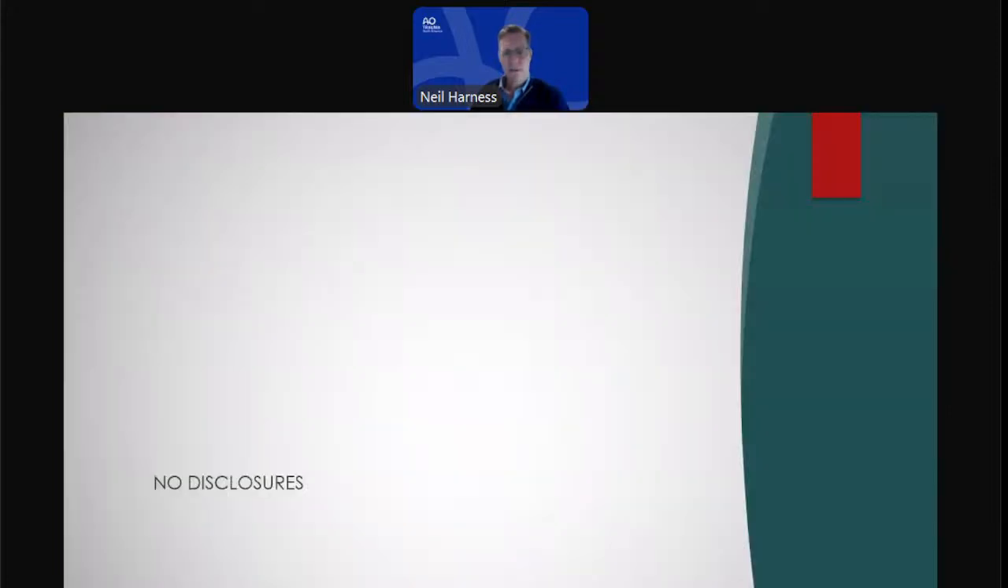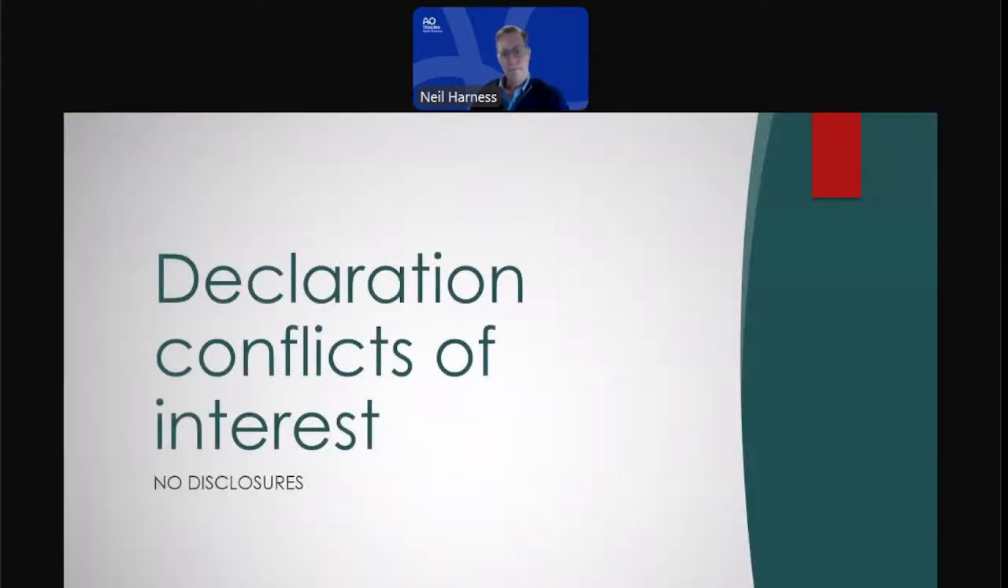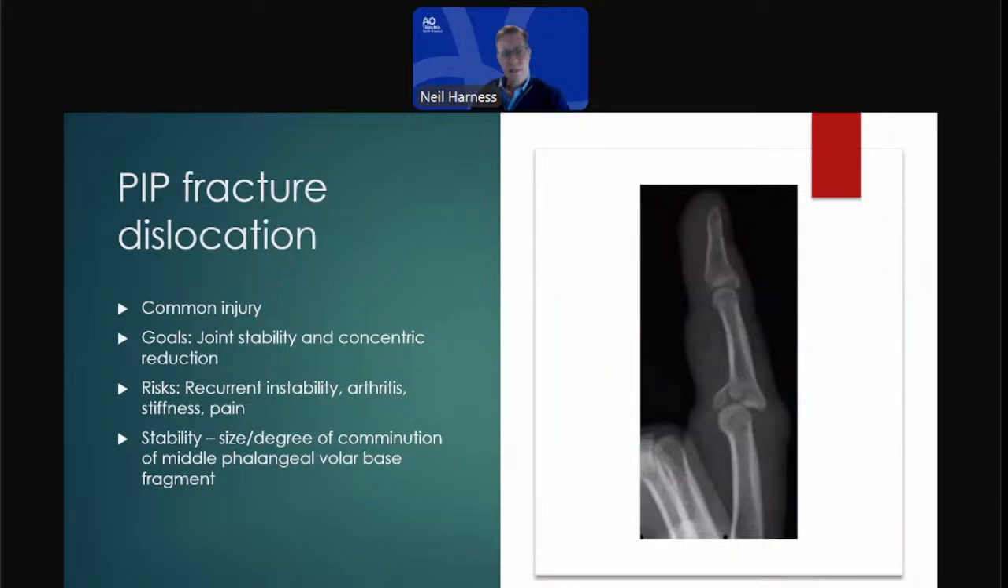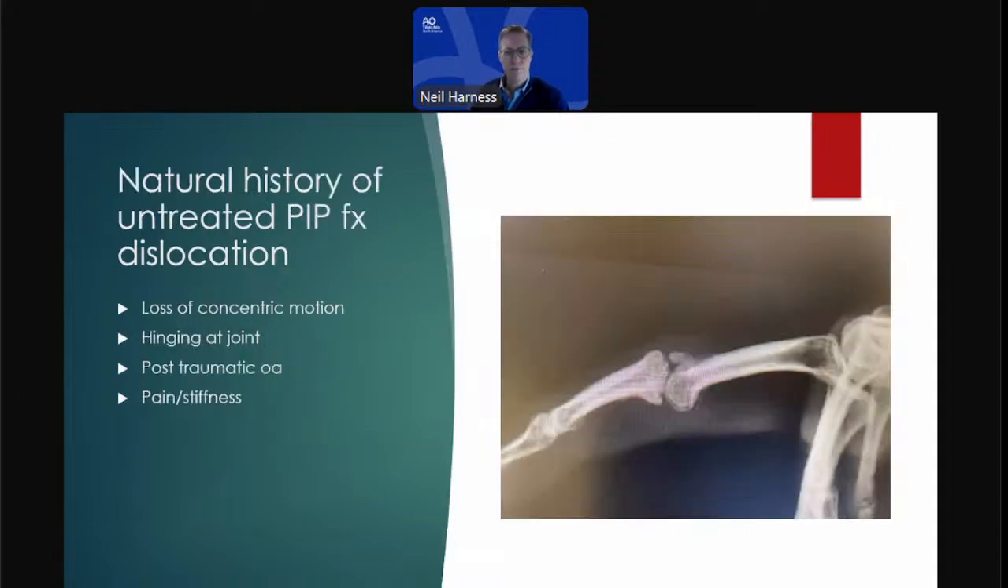So if we go to the next slide, there we go. This is a little bit of repeat, but just to reiterate what Dr. Dionysian said at the beginning, these are fairly common injuries, and our goals are really to recreate joint stability in order to prevent arthritis, stiffness, and pain. And the stability relies mostly on the size of the fragment we're dealing with, but a lot of it also is recognizing central articular comminution and how that plays a role in stability and how we deal with that intraoperatively.